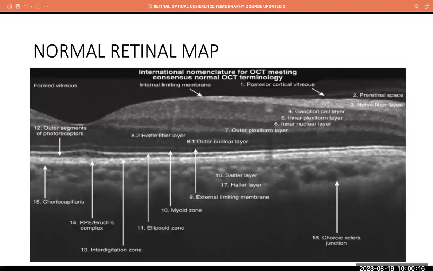So if we go back to our labeling now, you can actually fix it by how hyperreflective or hyporeflective the area is. Let's start from the outer nucleus on the side. Outer nucleus is hyporeflective compared to the outer plexiform, which is hyperreflective. That's compared to each other. The inner nucleus is hyporeflective compared to the inner plexiform. Then you have your ganglion cell layer that is hyporeflective compared to the nerve fiber layer.